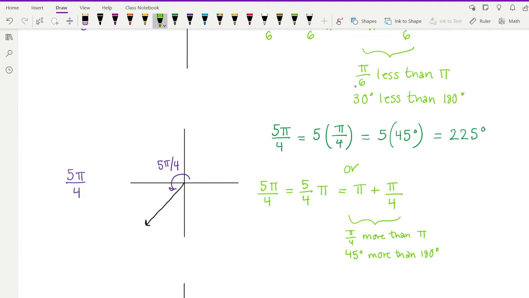And so that could actually get you to your picture a little bit faster, right? Because rather than counting out 1, 2, 3, 4, 5 pi over 4s, you could just say, okay, I know where 180 is, and I know this one should be 45 degrees further.